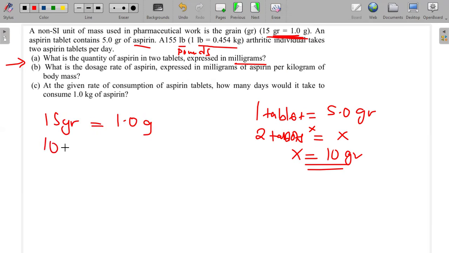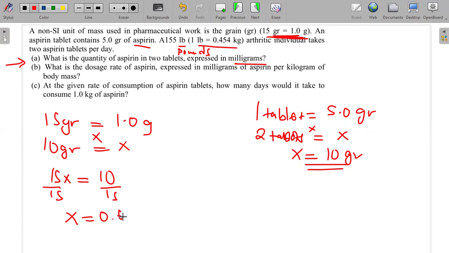So now I have 10 grains. What will be the mass in grams first of all? So x, cross multiply, 15x is equal to 10. I divide by 15, I divide by 15, I'll get x is equal to 10 divided by 15. So 10 divided by 15, I get 0.6666, the 6 continues to go. So I can just round it off to 0.67, and this will be grams.